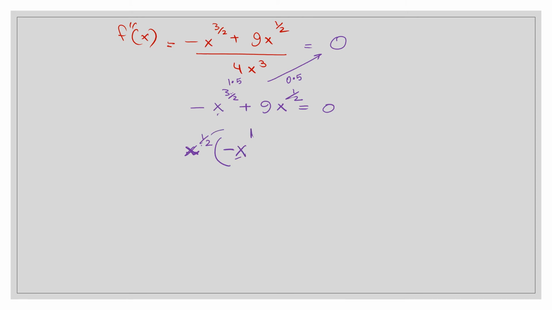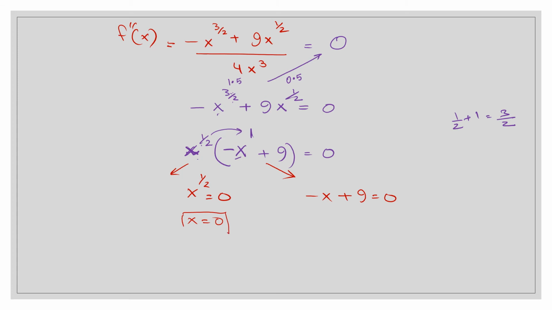Now, if you have a doubt, half plus 1 gives us 3 by 2, so it comes to the original question. Plus 9, x to the power half is already outside, so no need to write, and then make it equal to 0. Now, one time, the first factor, that is x to the power half, equals 0. And one time, the second factor, that is negative x plus 9, equals 0. Now here we have x equals 0, and from the second factor, we will get x equals 9.